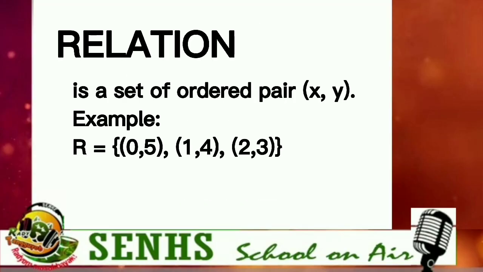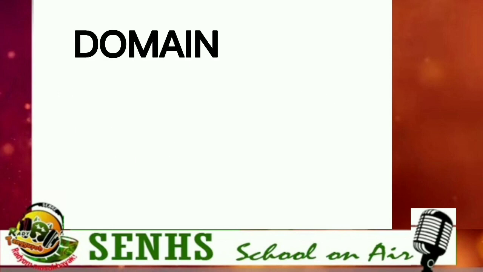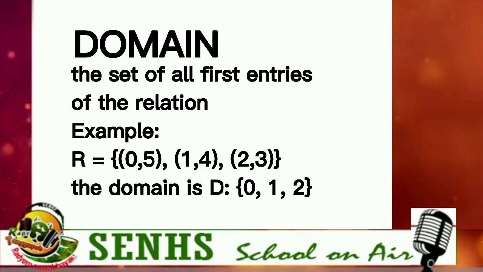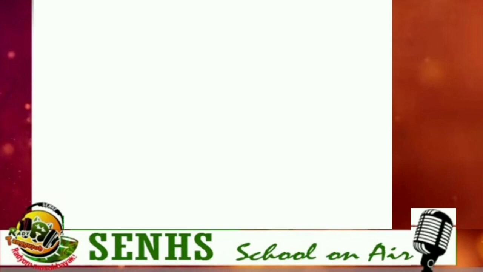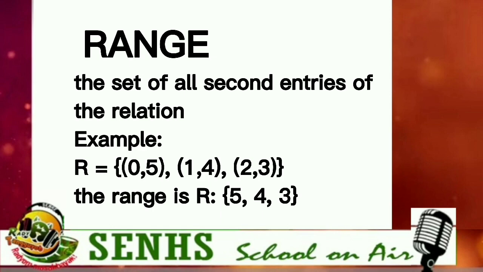Relation is a set of ordered pairs (x, y). Domain, the set of all first entries of the relation. Range, the set of all second entries of the relation.